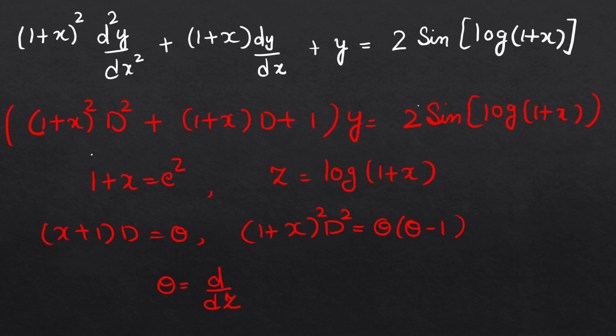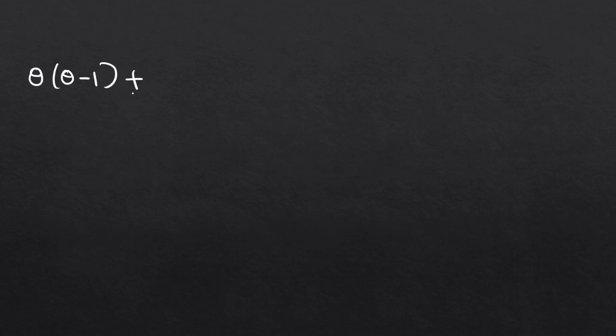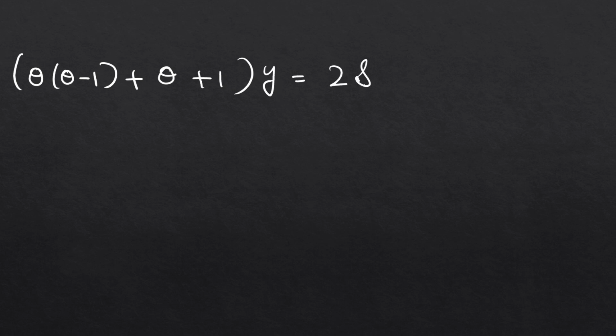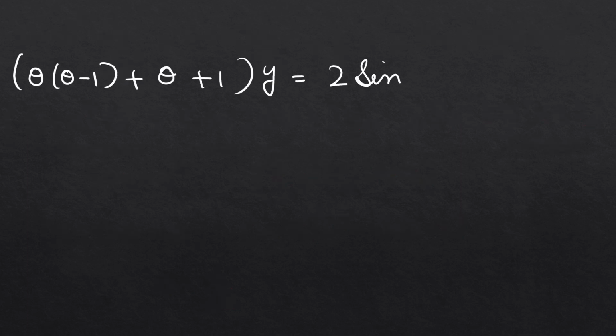Firstly we have (1 plus x) squared D squared, so we substitute theta into (theta minus 1), then plus we have (1 plus x) into D, which is substituted by theta, plus 1, y is here, then 2 times sine of log(1 plus x), which can be substituted as z. So now this is our differential equation. Now we will solve this equation further.